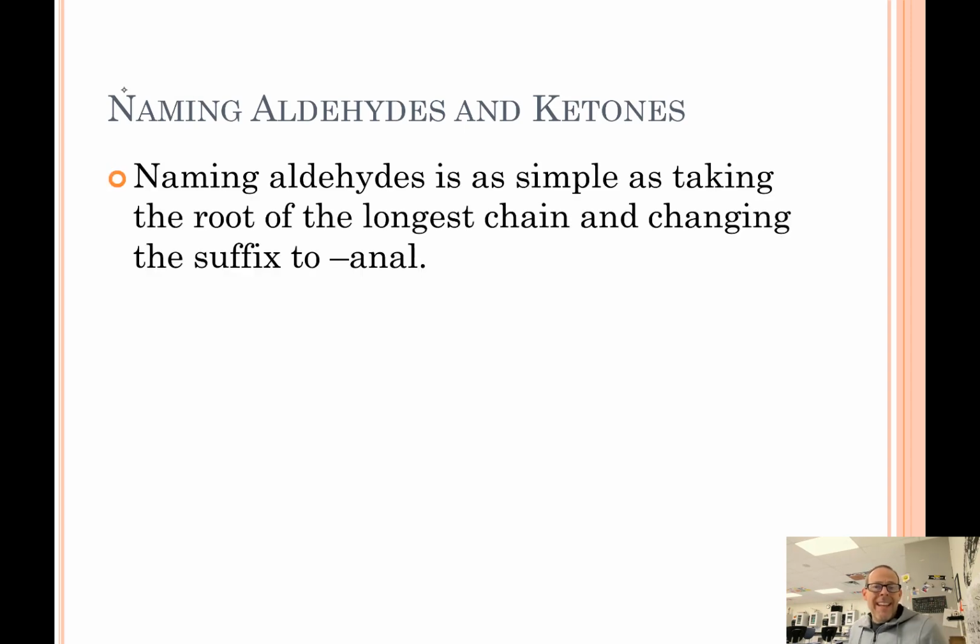All right, so naming aldehydes is as simple as taking the root of the longest chain. So you're going to count up how many carbons you have, what we've been doing for the last week. So meth, eth, prop, but, pent, hex, hept, oct, non, dec. And we're going to change the suffix to an -al. It looks like anal, which is fantastic, because where's the carbonyl on an aldehyde? It is at the end.